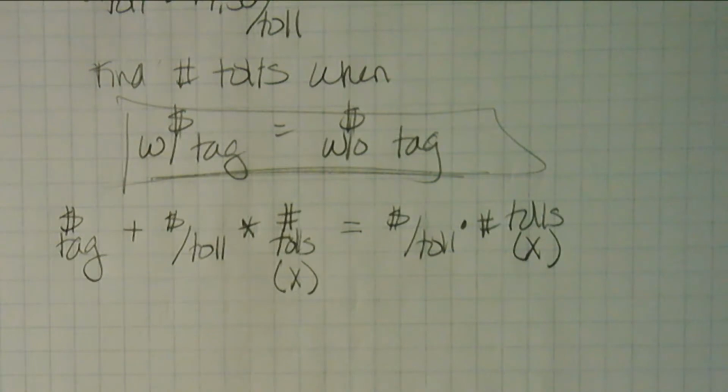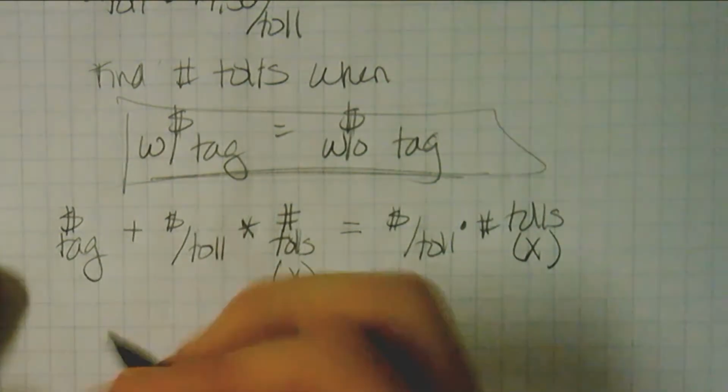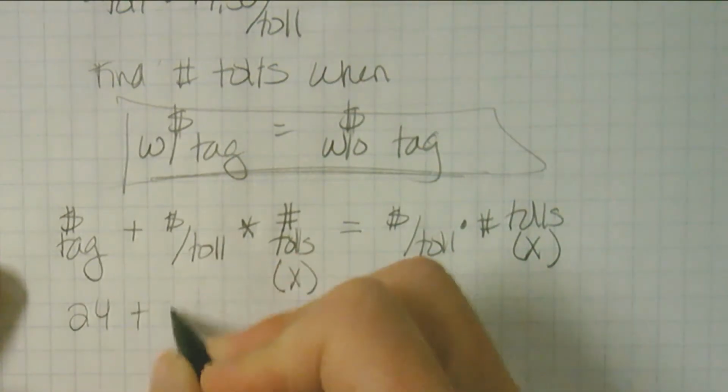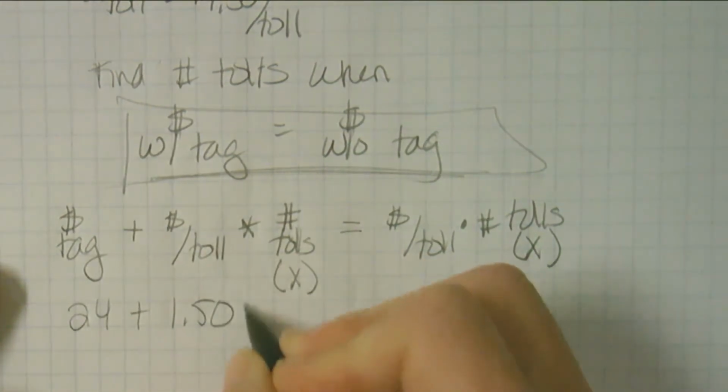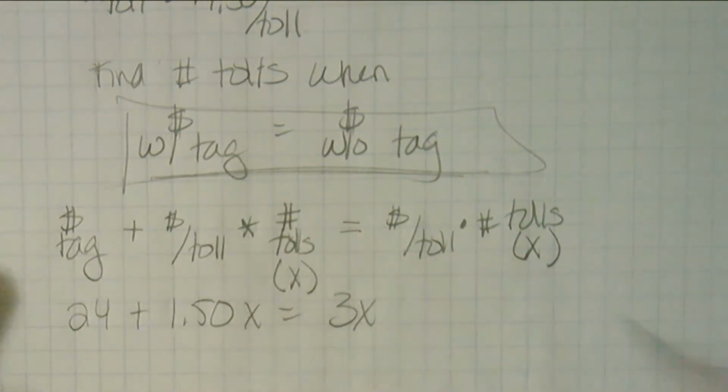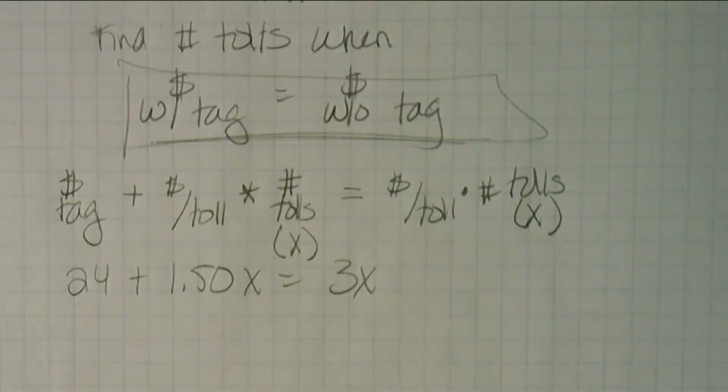What do you mean you switched them? I don't understand. When I write my equation, I have 24 plus 1.50x is equal to 3x. What do you mean you switched them? So I did 24 plus 3x. Why? I still got the same. No, you did not get the same answer. You got a negative.